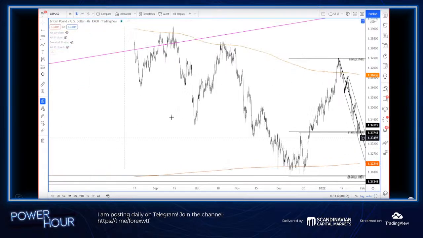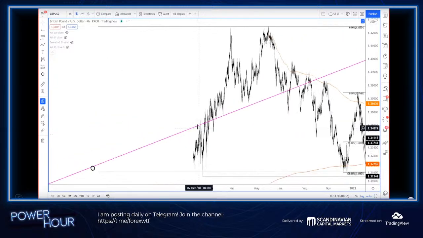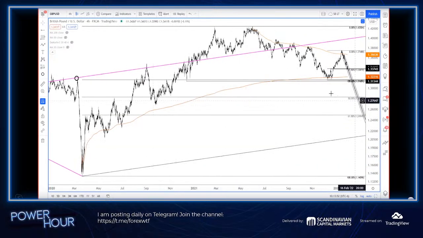So this is a 4-hour chart, but something to remember is the lows back in, first of all, don't forget, cable has not made new lows, okay? Right, we're still holding above. So that in itself is some information, because you've got euro making new lows, pound's not.